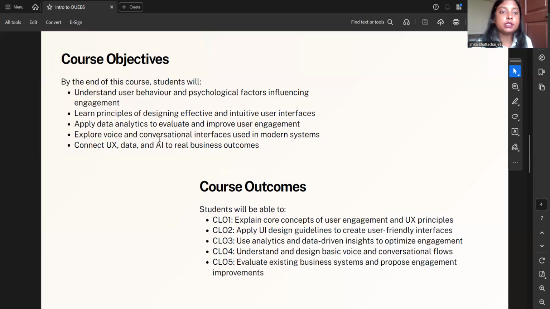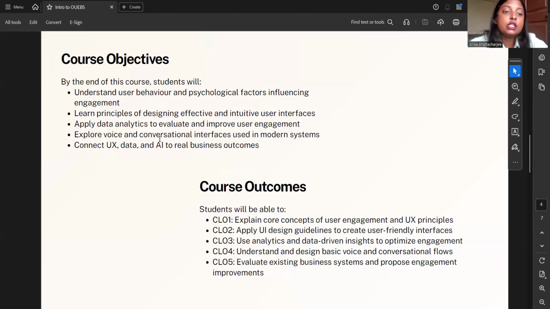Then we are going to learn the principles of designing effective and intuitive user interfaces that lead to better user engagement. Then we are going to apply data analytics to evaluate and improve user engagement. After that, we are going to explore voice and conversational interfaces used in modern systems. So we are going to learn about NLP, text to speech and speech recognition, the kinds of AI that are going on right now, to better understand how these help user engagement for business.